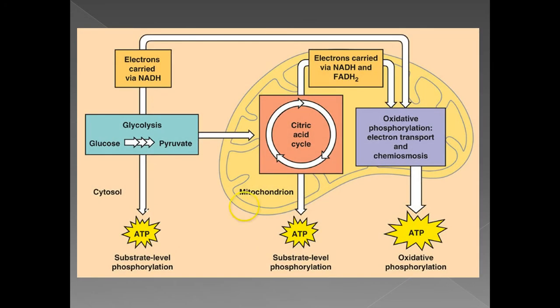So here we have the 3rd step. Glycolysis produces a little bit of ATP and produces some electrons, which get carried over into the last step. The citric acid cycle produces a little bit of ATP, but more importantly produces the coenzymes NADH and FADH2. Those coenzymes go into the electron transport chain, where you have the majority of the ATP being made.